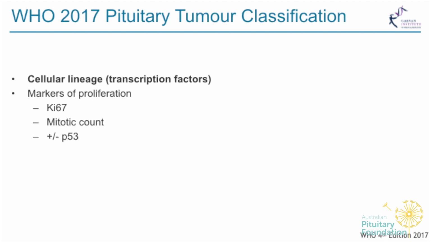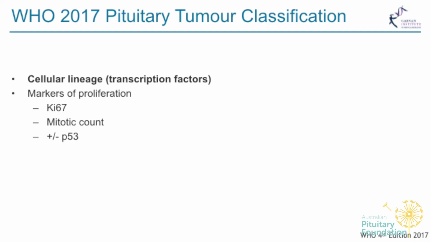The WHO, or the World Health Organization, in 2017 released a new classification of pituitary tumours. They suggested that we start classifying pituitary tumours according to their cellular lineage, and that cellular lineage should be diagnosed by transcription factor analysis, which I'll talk a bit about on the next slide. The other factors that we look at in predicting outcome are, as I've just talked about, Ki67 and mitotic count.